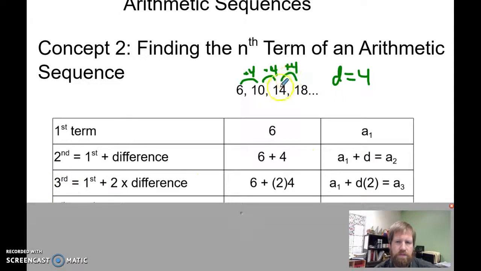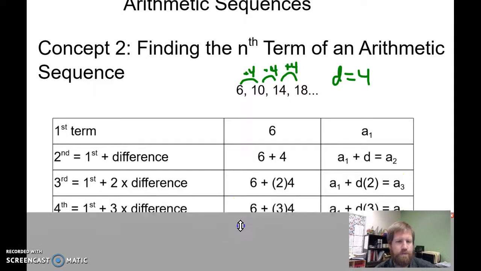My third term is going to be my first term again plus 2 times the difference, okay? Because I'm going over once, over twice. So I can just multiply this by 2. I don't even have to worry about this 10 because I know I can skip straight to 14 if I add 2 differences, right? So 6 plus 2 times my difference, or my first term plus my difference times 2 equals my third term, okay?